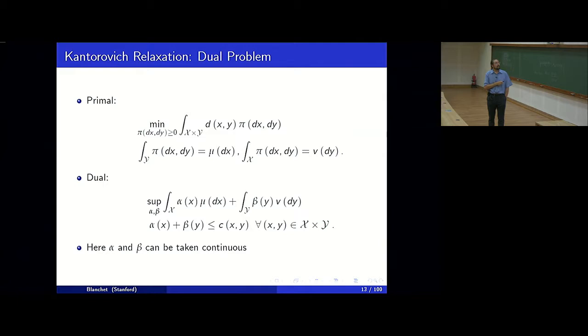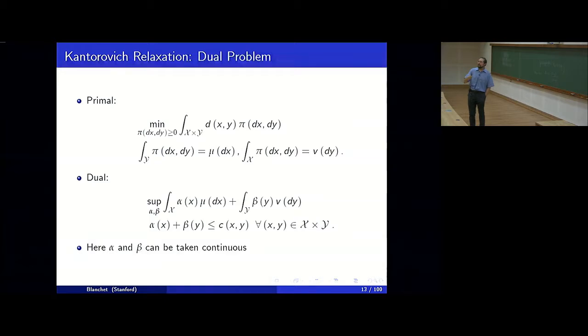Also note that I'm writing min here, because it turns out the optimizer is always achieved. It's a lot more delicate for the dual problem. That might not be achieved in the class of continuous functions, okay? It will be achieved in the class of continuous functions if the cost function, for example, is Lipschitz and the space is compact, and there are other conditions for that. But the choice of the class of test functions is a tricky thing to do.